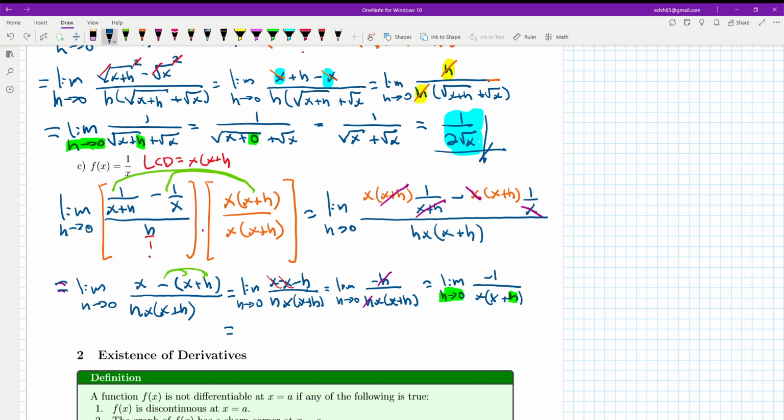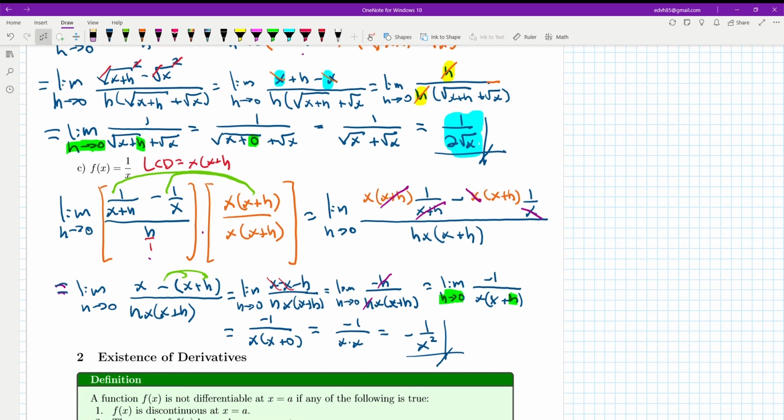When we plug in the value, we no longer denote this limit because it's already evaluated. So x plus 0, that's x, and -1 over x times x, which is -1 over x squared. And this is the derivative of the function f of x equals 1 over x, which is -1 over x squared.